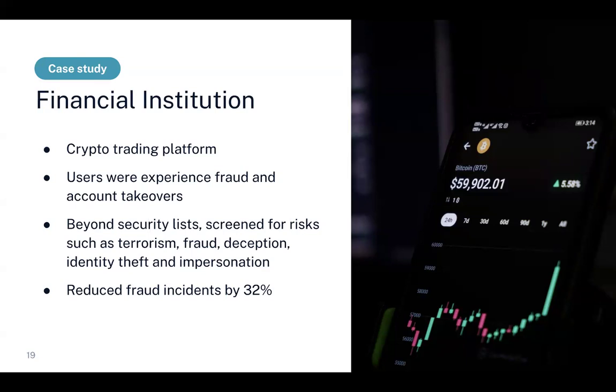So, as part of our partnership, we ran criminal screens and leveraged our extensive criminal database to ensure their users don't have any relevant risks like terrorism, fraud, deception, bribery, corruption. And what am I missing? I just want to say identity theft and impersonation.